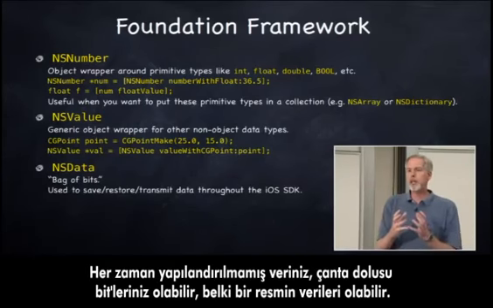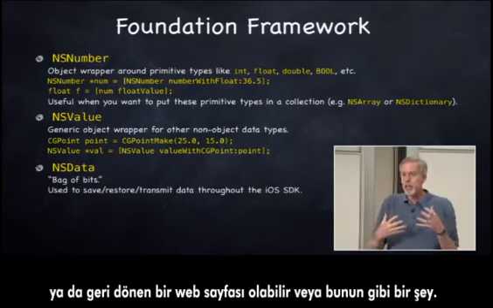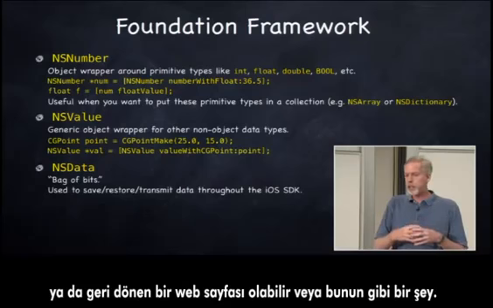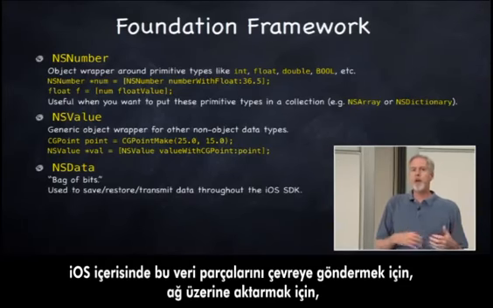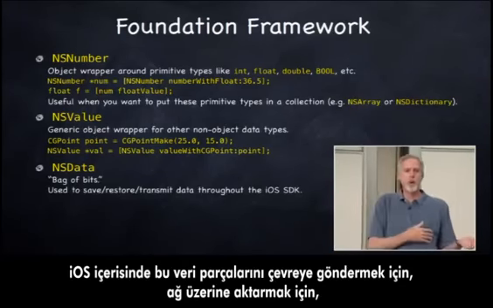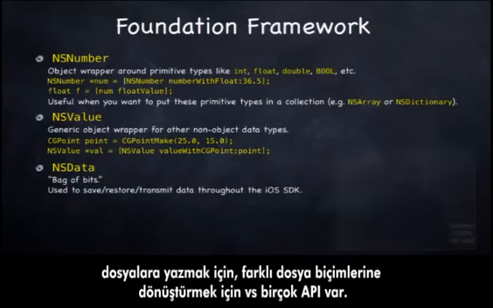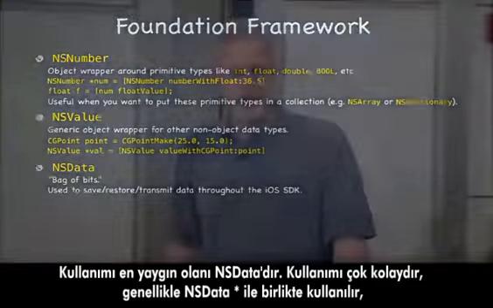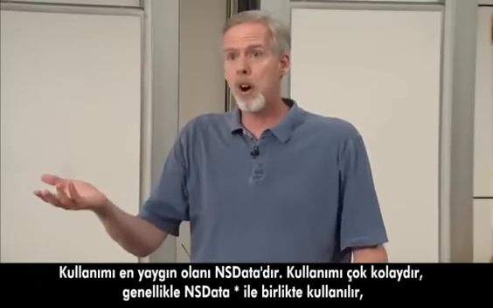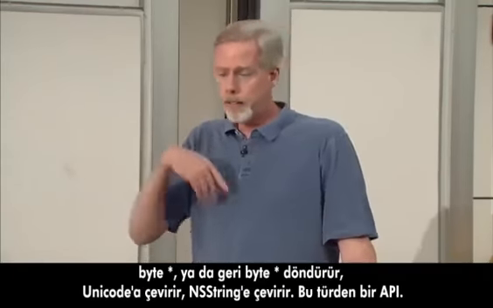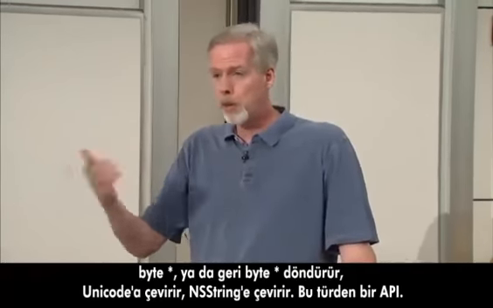NSData, super important class. Anytime you have a bag of bits, unstructured data, maybe it's the data of an image or an HTML page that comes back, just generic untyped data, a big bag of it, you use NSData. Okay? So there's a lot of API in iOS for passing these pieces of data around, getting them over the network, writing them out to files, converting them to different file formats, etc. Very common to use NSData. And its API is very straightforward. Init with char star usually, or byte star, and get byte star back, convert to Unicode, convert to NSStrings, that kind of API.